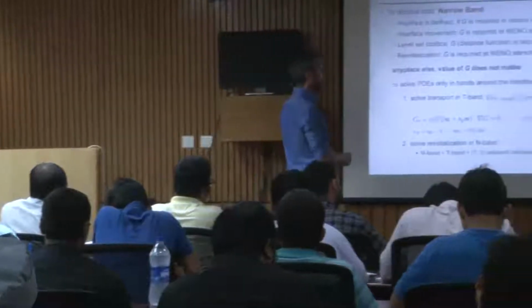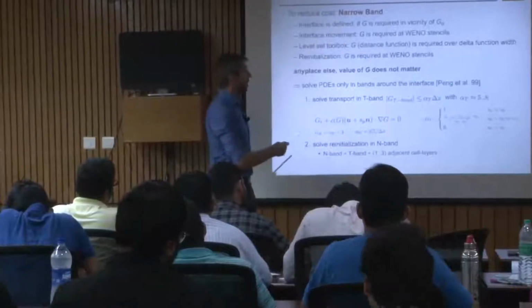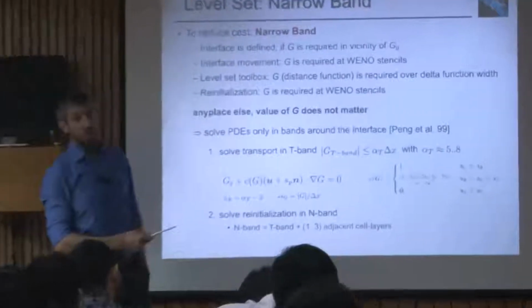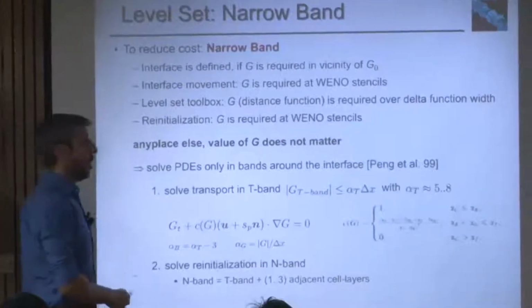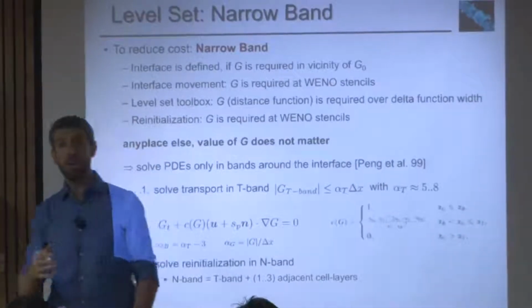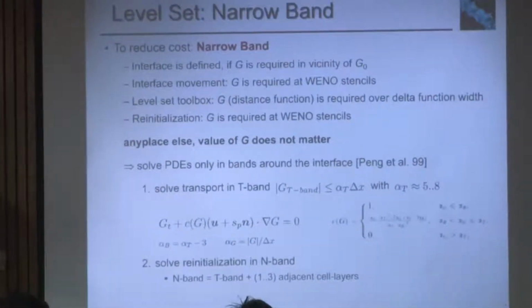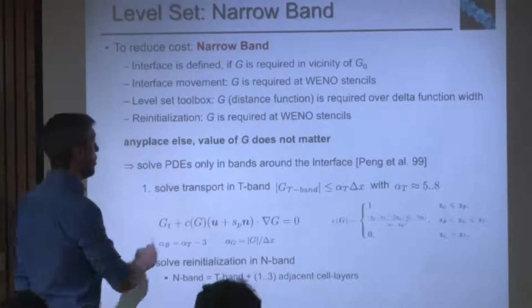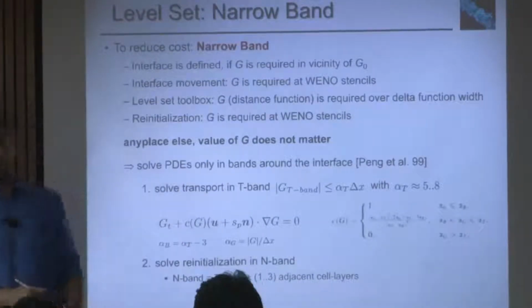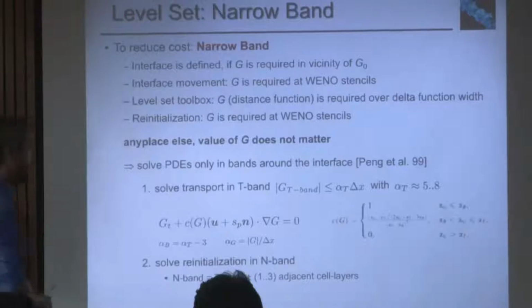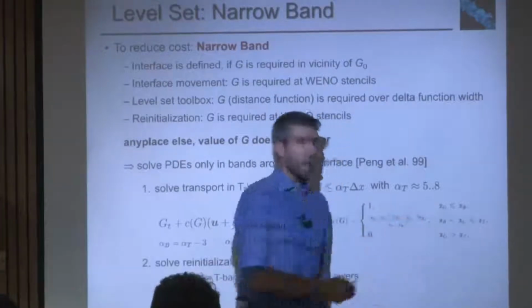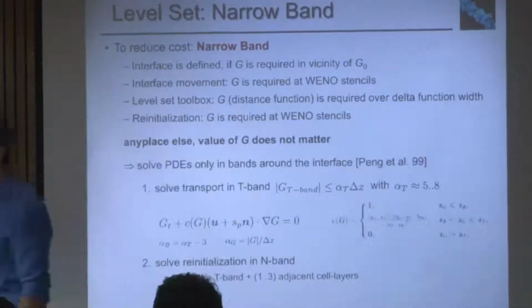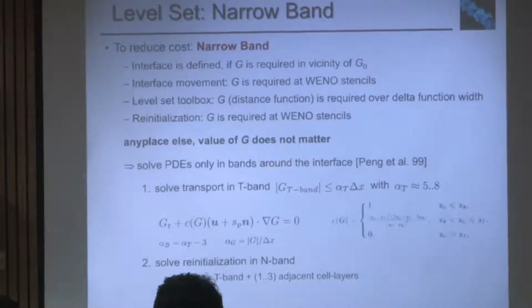So you need to know where the interface is defined. You need to know what the level set value is in the neighborhood region to build your WENO stencil. You need g in the region around your interface as well in order to compute your smeared out Heavisides and deltas and compute the curvature. And you need also another WENO stencil to be able to do a reinitialization. But that means that you need essentially to know something about the level set in the band of maybe 5 cells, maybe up to 10 cells on each side of the interface. So that's what Peng proposed.